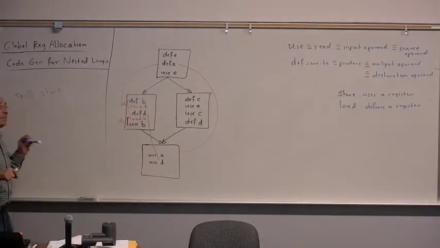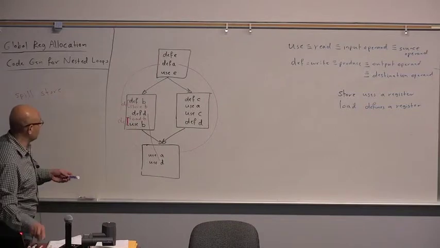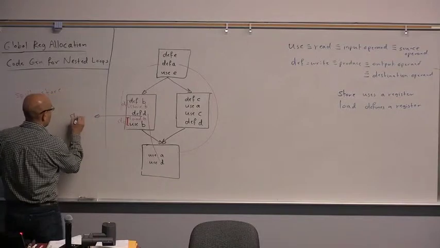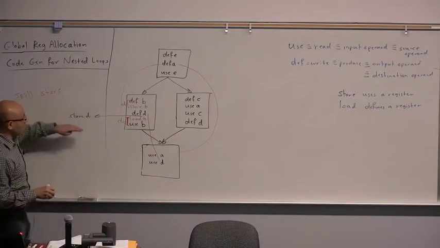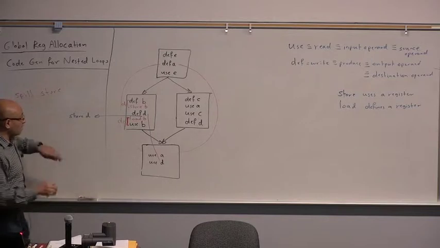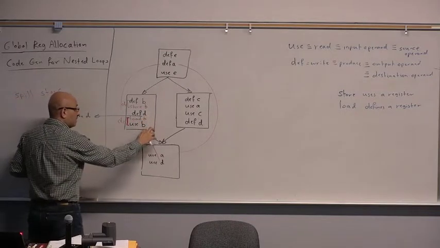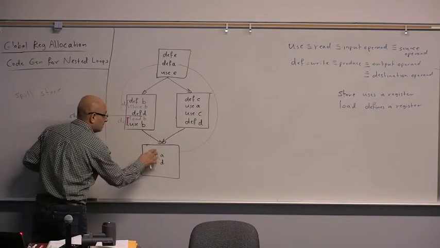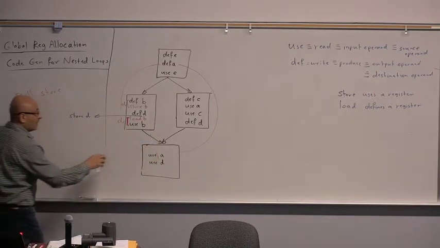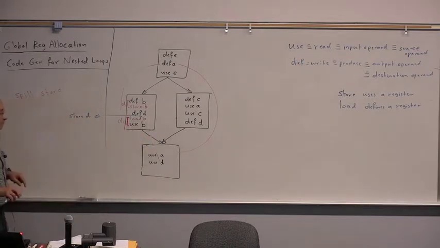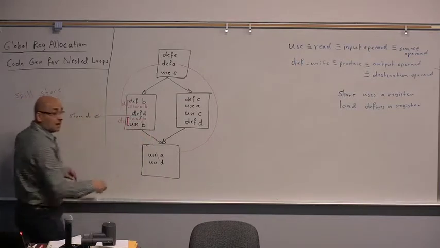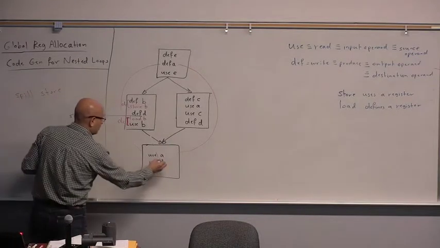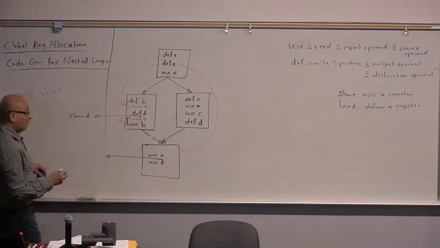While when we spill D, let's do it in blue, spilling D means insert a store here. Storing D, now we store it in memory. Now we no longer have this live range for D. Because now we are not keeping D in a register, we just stored it in memory. We spilled it. This is no longer the live range for D. Now this is the use of D. Okay. Now before the use of D, we're going to insert what? A load. A load or a new define.